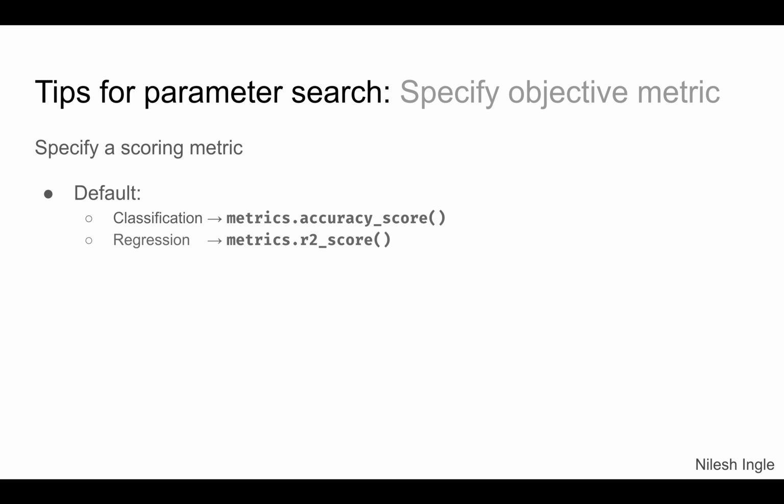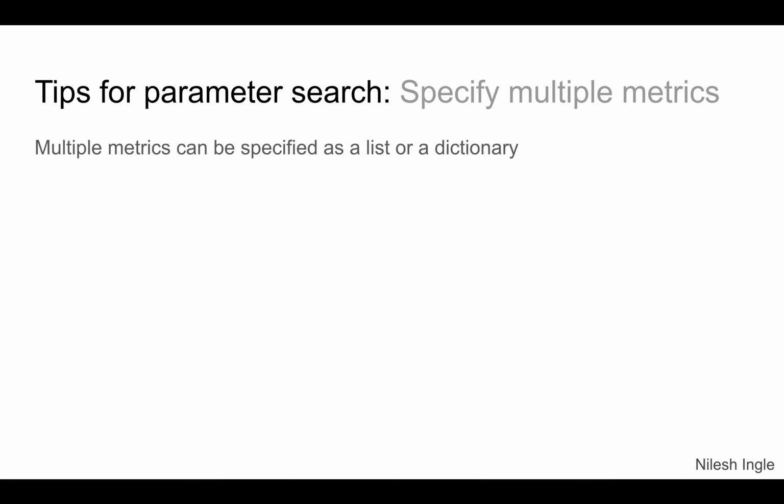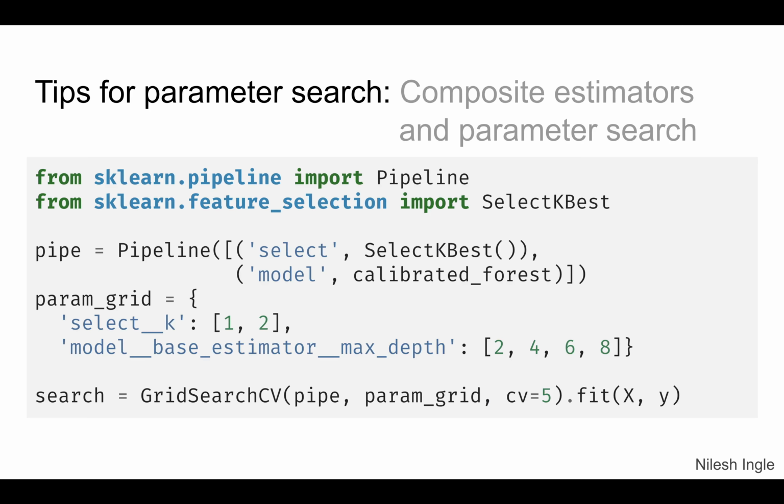And finally, for tips for parameter search, these are fairly obvious, but some of them may not be. You definitely want to use an objective metric. So for classification, generally the accuracy score is used. For regression, R2 score. And you could also specify multiple metrics. It could be in the form of a list or dictionary that can be input to the grid search CV. And then you can see which score matters more when selecting a particular value for a particular parameter.